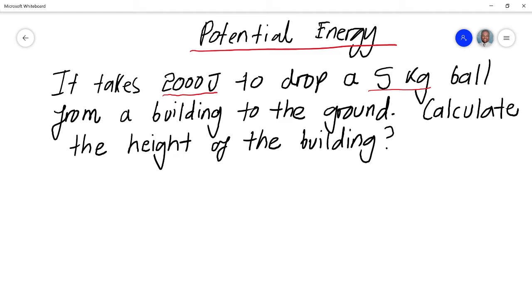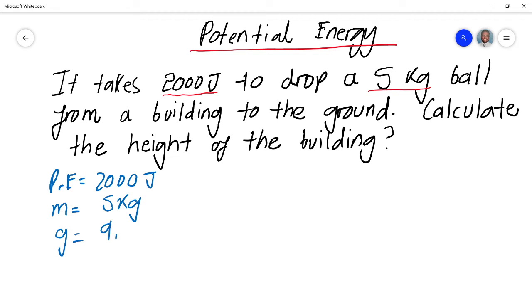So this is what I do here. I write down what information is being given in a vertical manner, and then work out the solutions. So I've got my potential energy, which is 2,000 joules. I've identified my mass as 5 kilograms. And I know my g, which is 9.8 meters per second squared. And the question is to calculate my height. So that's how I outline the information there.